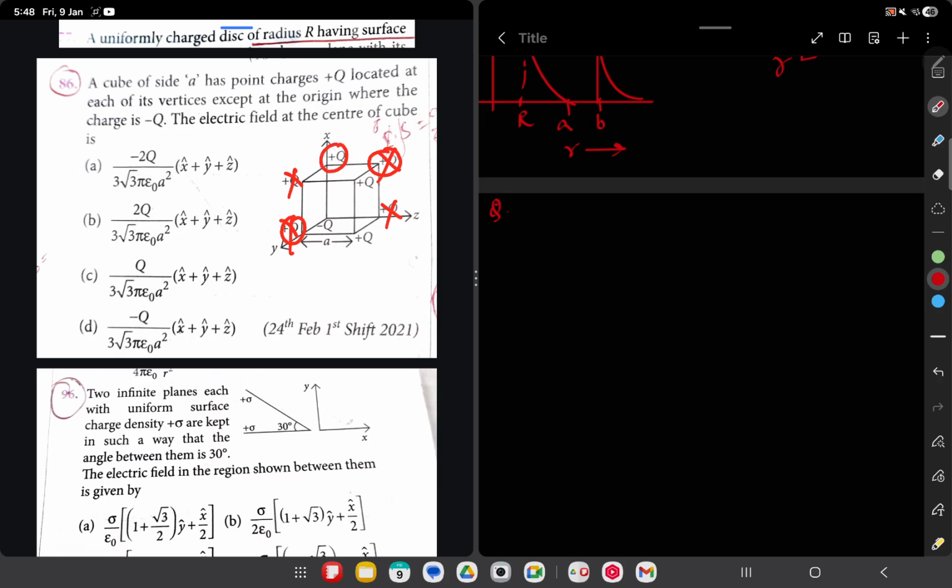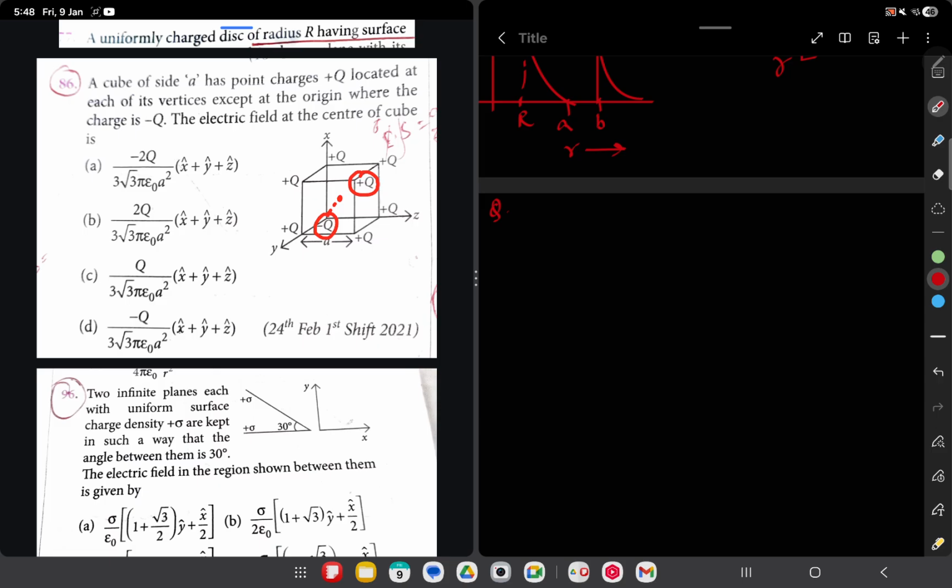This plus Q and this plus Q are also diagonally opposite, so they will also cancel each other. Only the remaining ones will be left, this one and this one. Whatever the field for one will be the field for the other, because they have the same value.